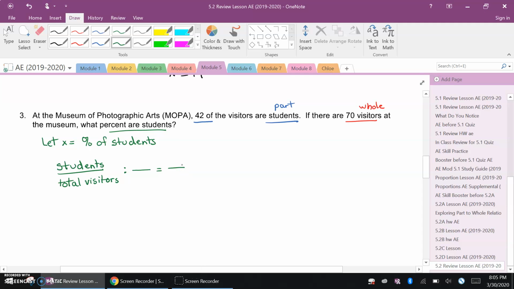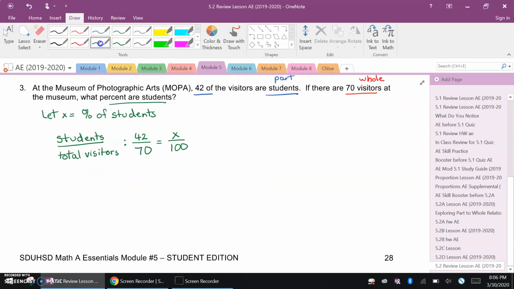Okay, and then we're going to look at this. And so if we reread it, it says 42 are students. So we are going to make sure that that lines up with the students. 70 is the total number of visitors. And then we have two blanks here, and we're only looking for one thing. And remember that the definition of percent is the part over 100. So we keep kind of going back to that.